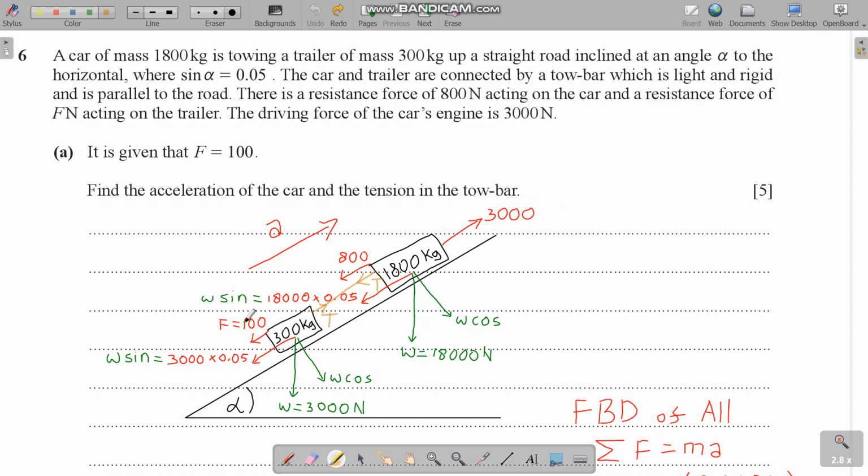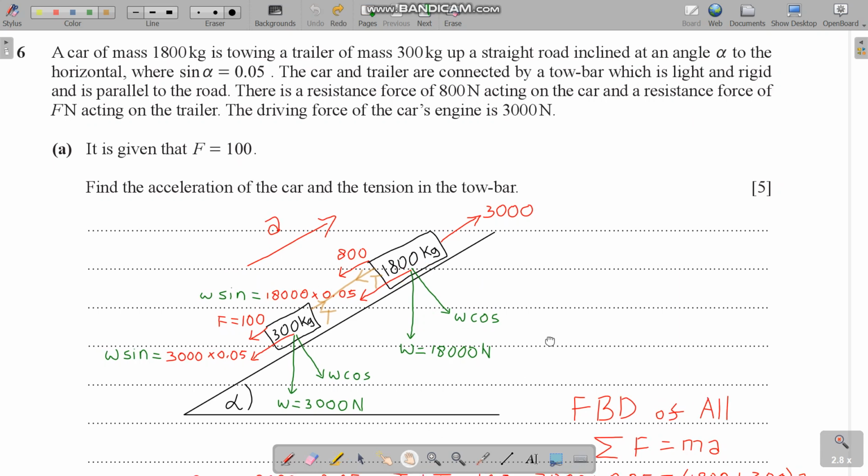We have weight downwards. Because of the mass 300, mass times g, 3000 newtons is the vertically downwards weight force, and for the 1800 we have 18,000 newtons. We split the W into W cos perpendicular to the slope and W sine parallel to the slope. The W is 3000, this is the value of sine, the W here is 18,000, this is sine, so we have W sine, W cos.